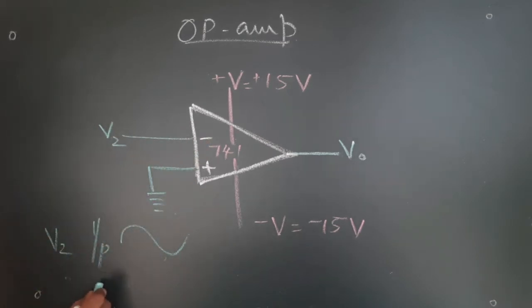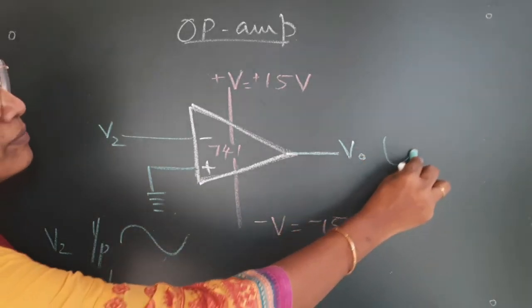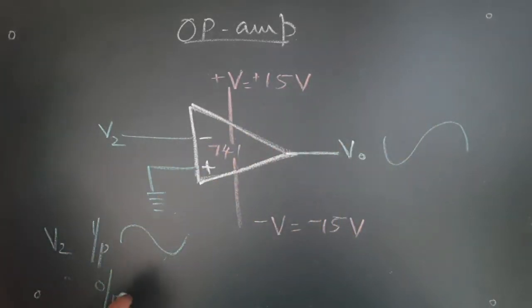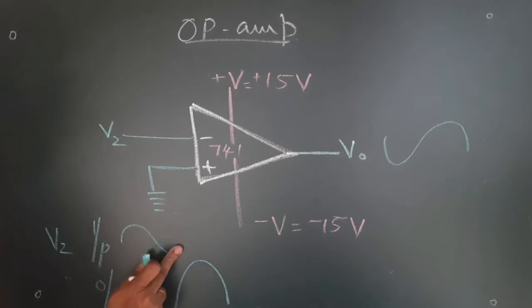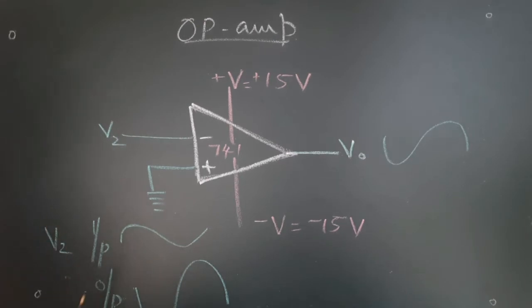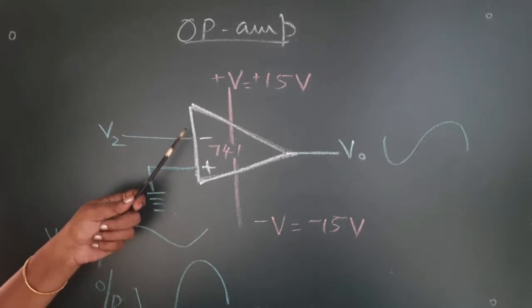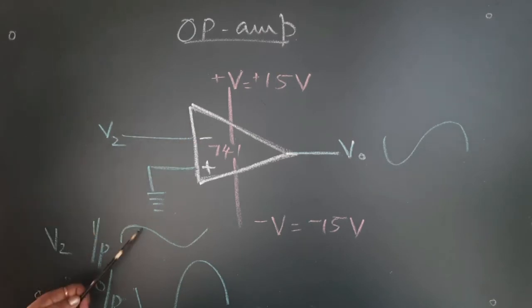So my output here would be something like this. It will be amplified, but it will be out of phase. With respect to input, this is my input, and this will be my output. So when the input is given at the inverting terminal, the input and the output will be out of phase.